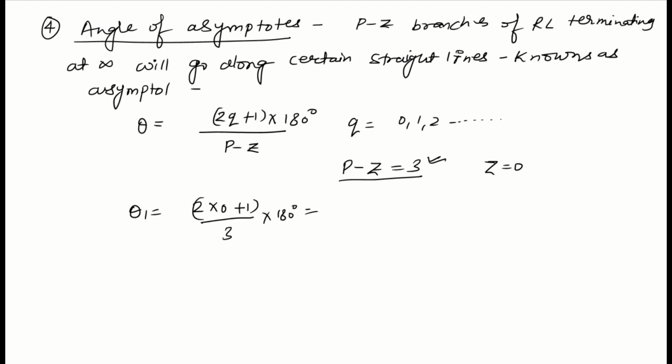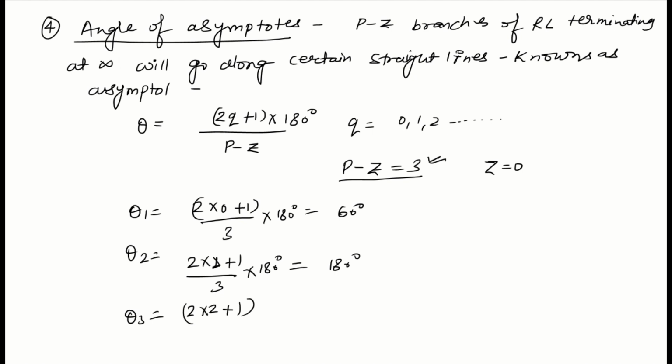So this will give us 60 degrees, and when q is equal to 1, we will get the second angle of asymptote. This will be (2 into 1 plus 1) divided by 3 into 180, so this will be 180 degrees. Theta 3 is calculated when we put q equal to 2. So this will be (2 into 2 plus 1) divided by 3 into 180 degrees, which is 300 degrees. So these are the three angles of asymptotes for this case when p minus z is equal to 3, and all these three branches are terminating at infinity.